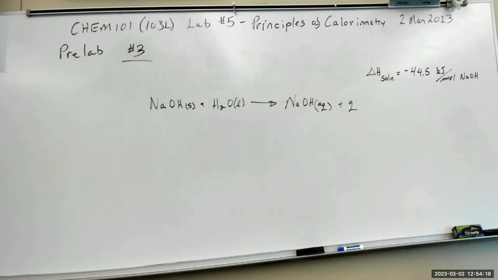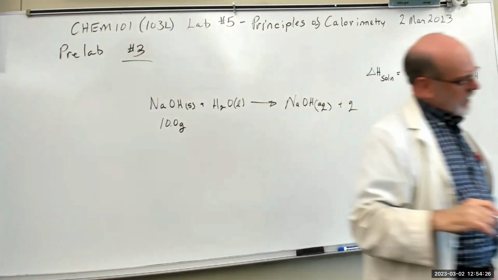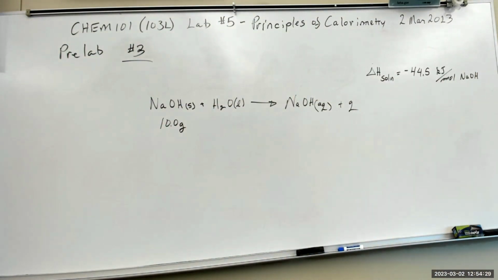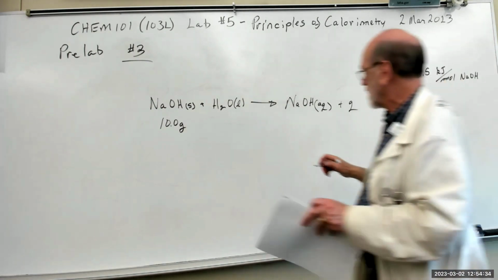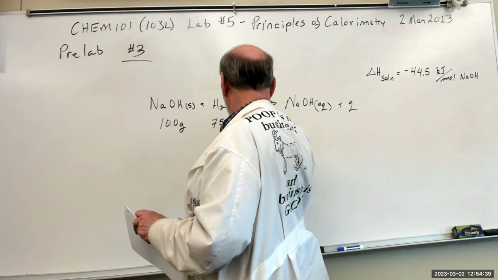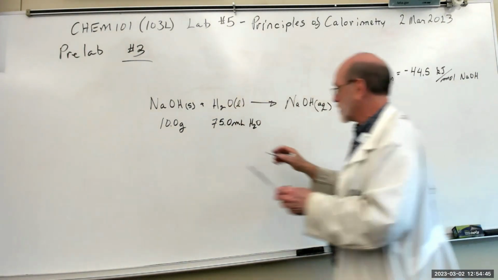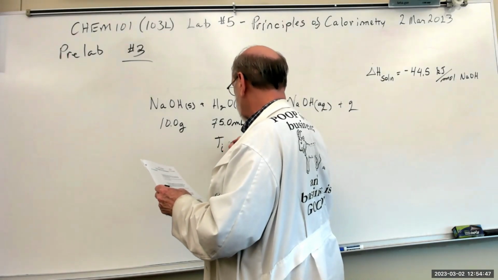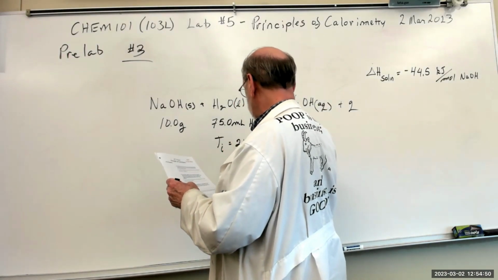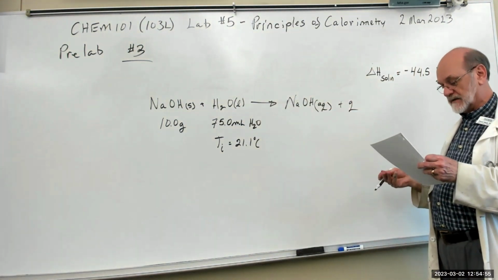So back to the problem. If 10 grams of sodium hydroxide is dissolved in 75 milliliters of water, and the initial temperature of the water is 21.1 degrees C, what would be the maximum temperature attained?